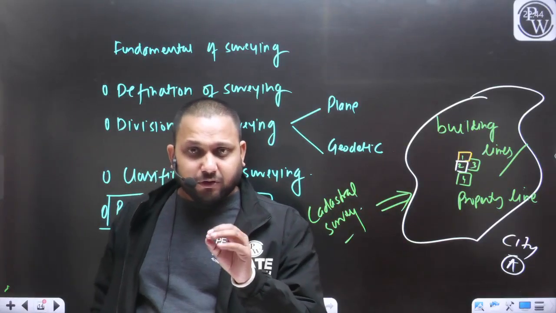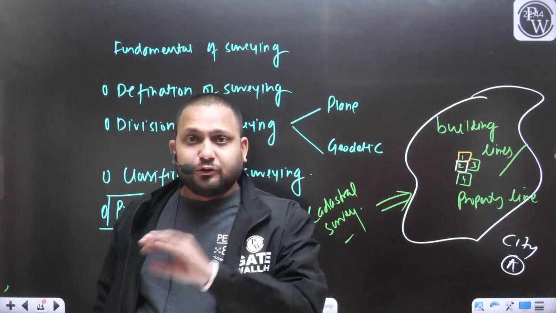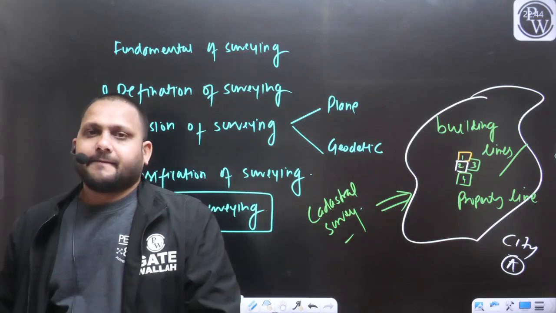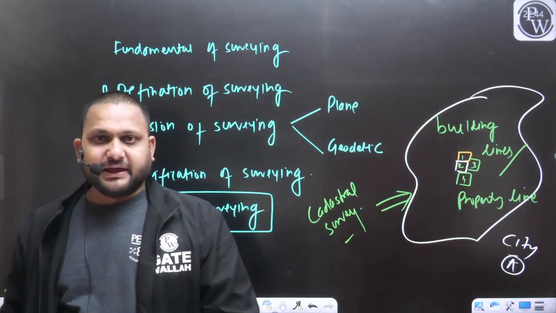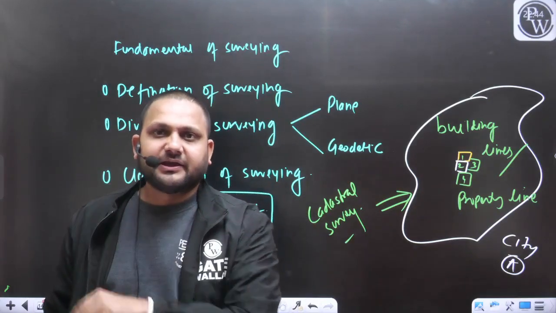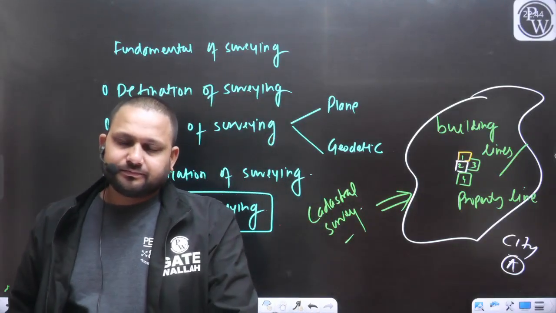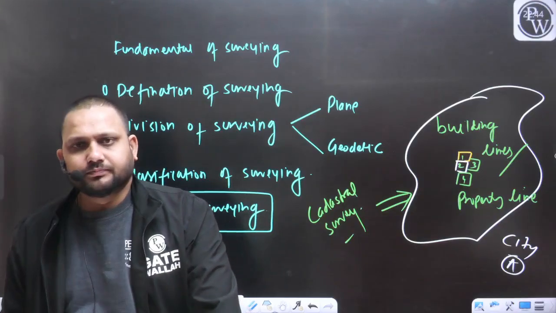That means we want to define the relative position of any point accurately, so that with the help of that accurate data we can plan some accurate things. Yes or no? That is very simple thing.